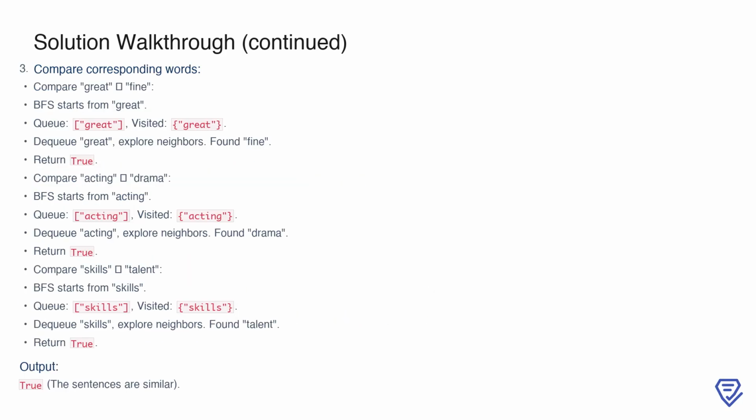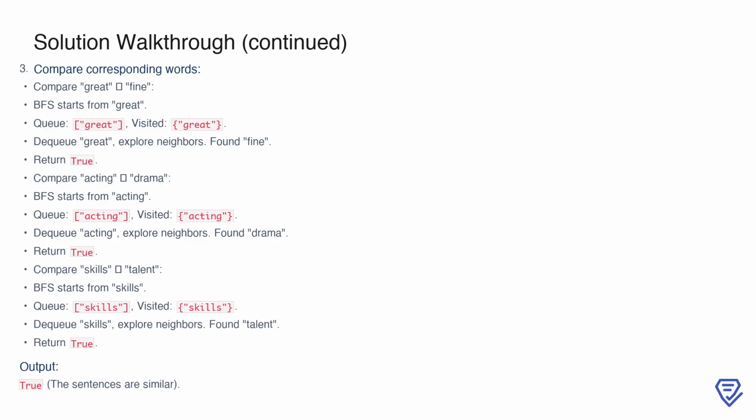Now that the graph is built, we proceed to compare each pair of corresponding words from the two sentences. Starting with great and fine, we use a breadth-first search to explore their connection. Beginning at great, we initialize the queue and visited set. After dequeuing great, we explore its neighbors and find fine, confirming a similarity.